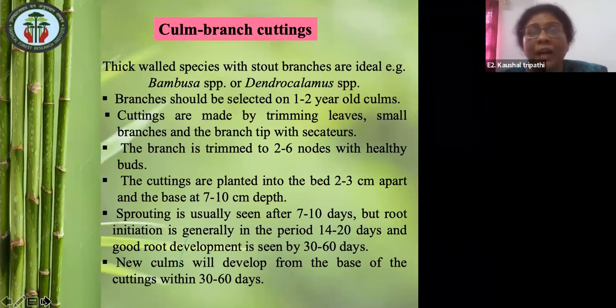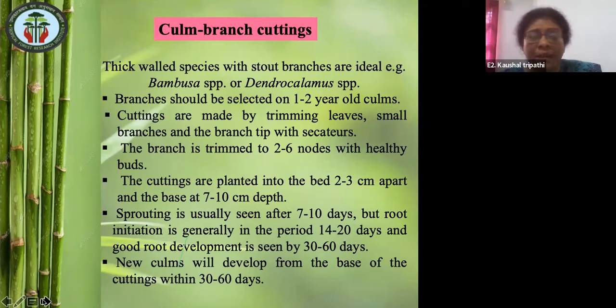And then coming to the culm branch cuttings, I told you the culm branch cuttings are the least juvenile or the most mature part of the bamboo plants. So we get a lower rooting percentage in these culm branch cuttings, but this is useful because culm branch cuttings we can get in large numbers. Thick-walled species with stout branches are ideal. For example, for Bambusa species as well as Dendrocalamus species, culm branch cuttings can be used. Branches should be collected from 2-year-old culms.